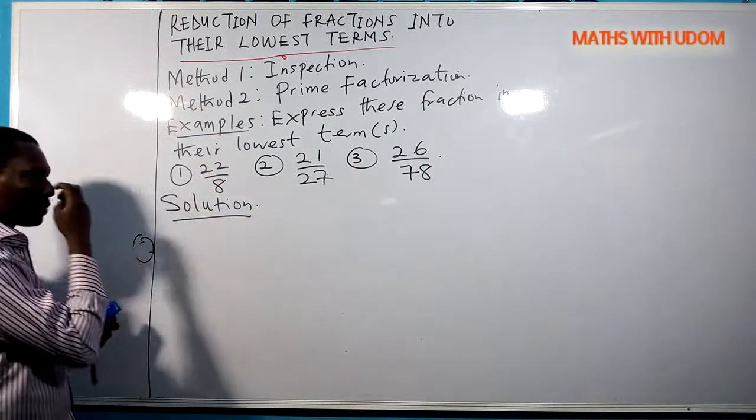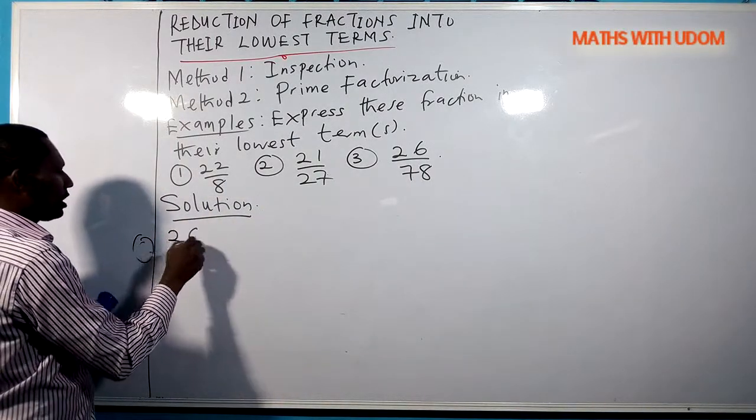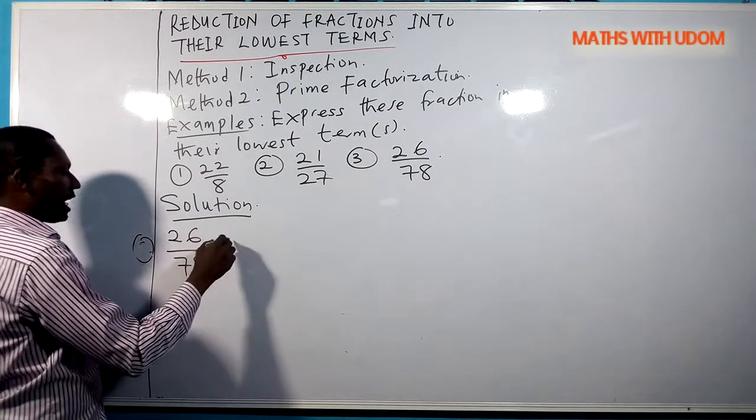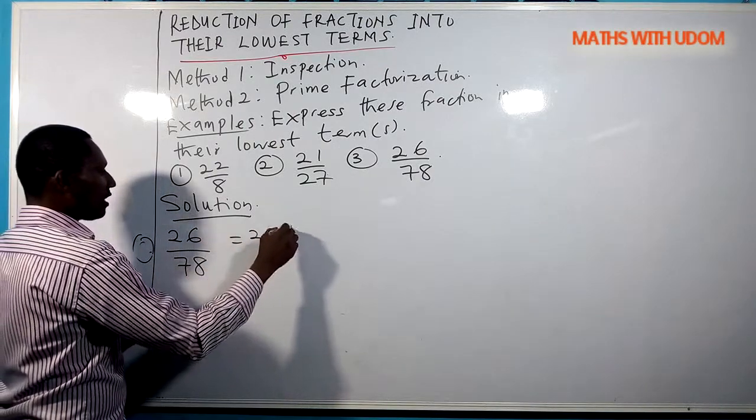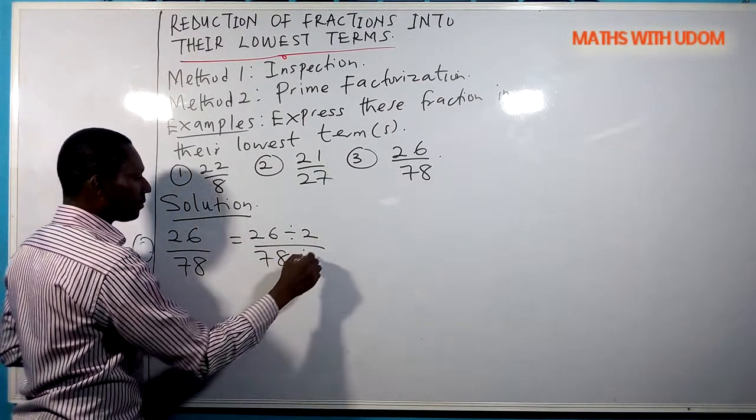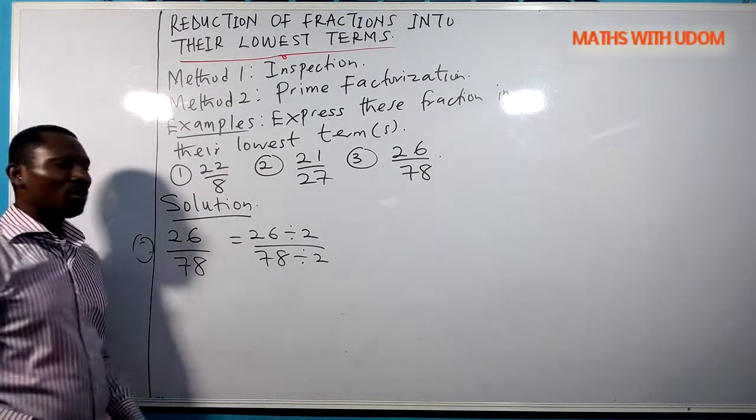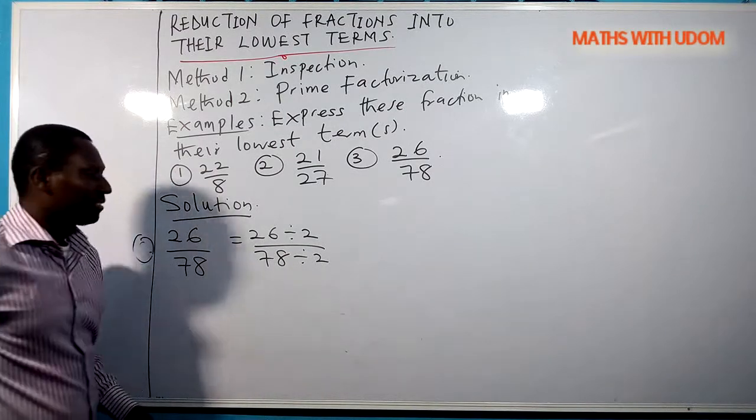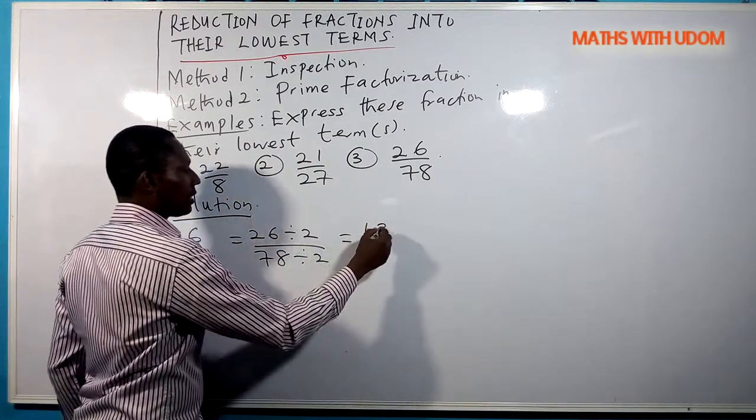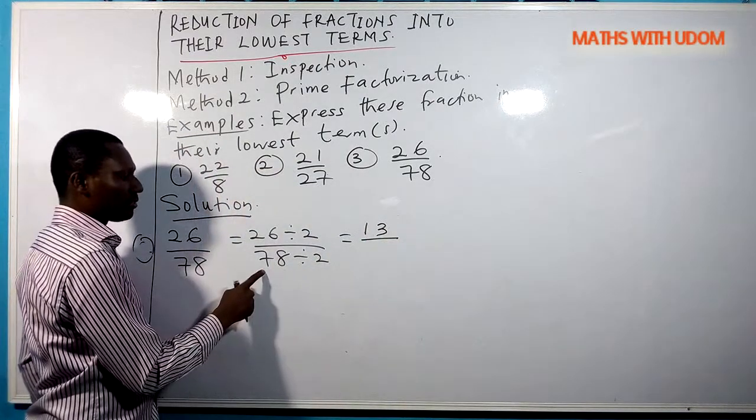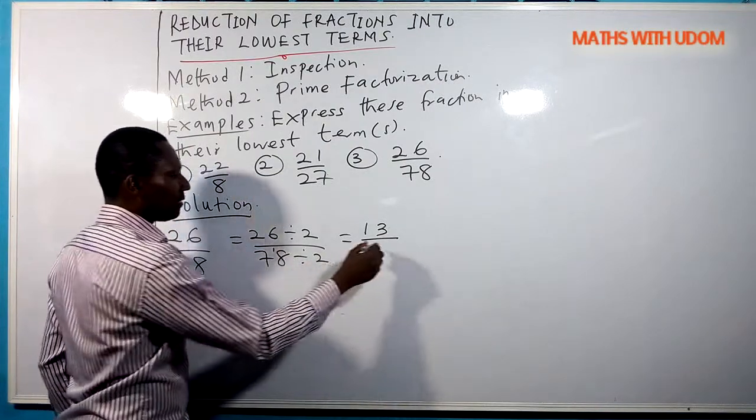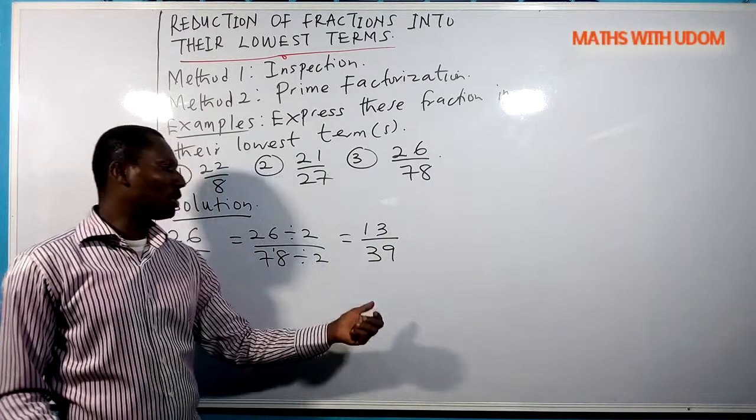So the third example, we have 26 divided by 78. From here, I think 2 can go in 26, and 2 can also go in 78. So how many 2 can go in 26? We have 13. How many 2 can go in 78? 39. Then from here, 13 can go in both the numerator and denominator.